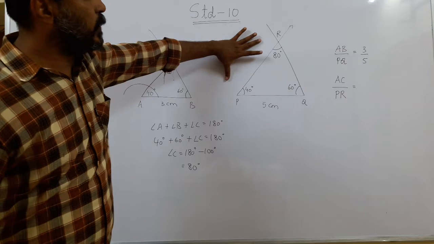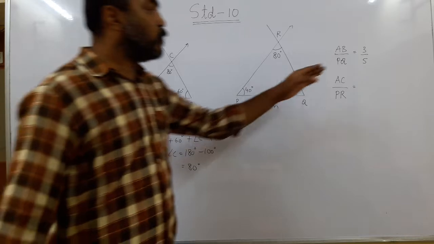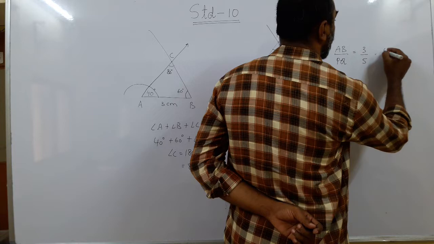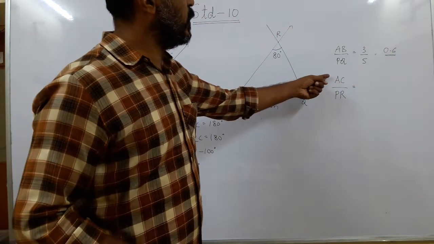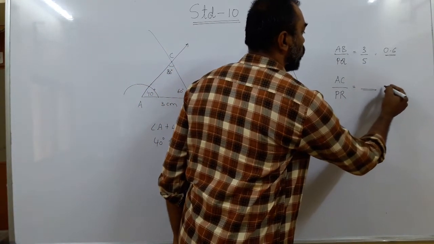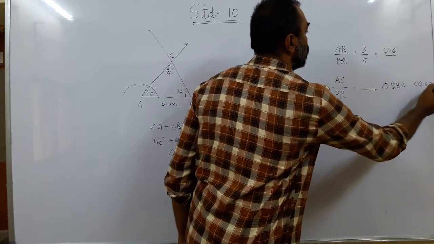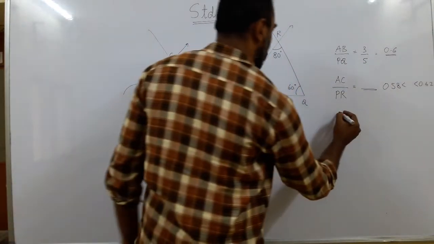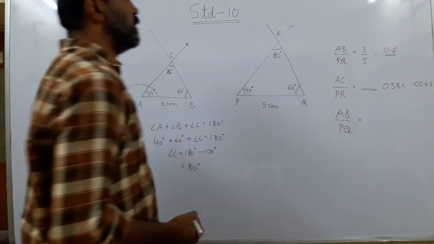AC divided by PR. How much will you get? You can use a calculator and try it out. Are you getting 3 by 5? How much is 3 by 5? 3 by 5 is 0.6, right? So if on a calculator you divide AC by PR, and if you get your answer 0.59 something or 0.61, anywhere between 0.58 and 0.62, then you can see the ratio has been maintained. Also measure AB and PQ, and you will nearly get the same ratio.